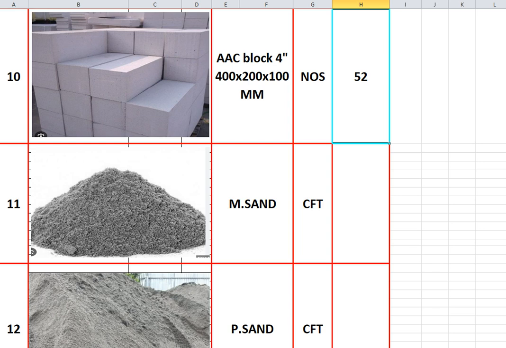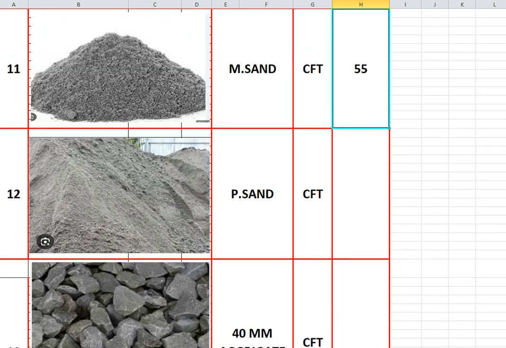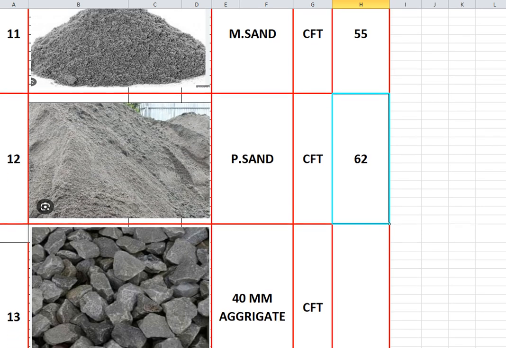Then comes the M sand, in the fine aggregates category. The unit is CFT, and the price is 55 rupees per CFT. The crusher location and the transportation cost are always important. Some places will have more crushers in general, and the transportation cost will be less. Then the P sand, the plastering sand, is about 62 rupees per CFT.